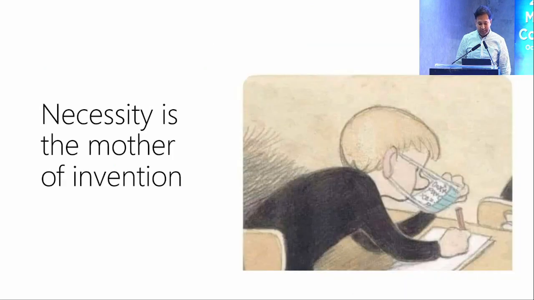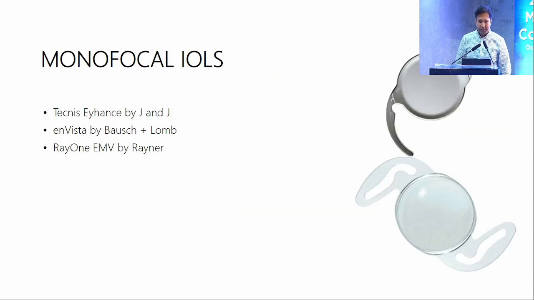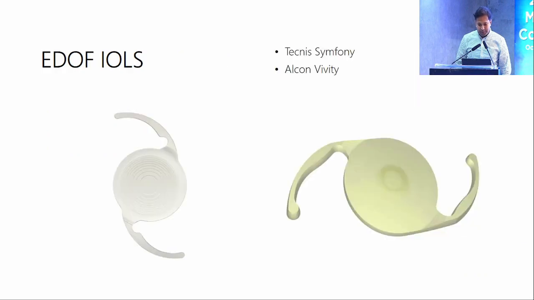So necessity is the mother of invention. The industry has found a place to innovate, and then came the monofocal plus IOLs. The most commonly available monofocal plus IOLs in the market are now iHance by J&J, Ray1 EME by Rayner, and Envista. There is some even more confusing terminology: EDOF lenses, extended depth of focus. We have the Alcon Vivity, and previously we had Tecnis Symfony, and we even have it now.